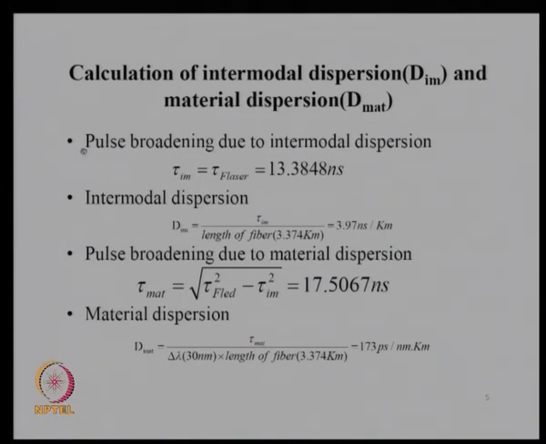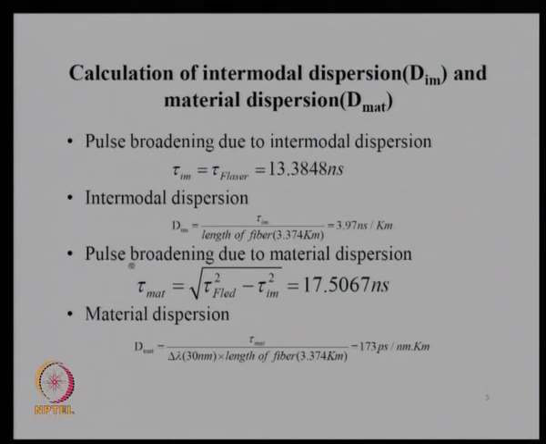From our previous argument, the pulse broadening due to intermodal dispersion is captured by the rise time of fiber for laser source. So we take the pulse broadening due to intermodal dispersion as the rise time of laser source, which is 13.384 nanoseconds. From this we calculate the intermodal dispersion as the pulse broadening due to intermodal dispersion, tau_im, divided by the length of the fiber, which is 3.374 kilometers. So we get intermodal dispersion as 3.97 nanoseconds per kilometer.